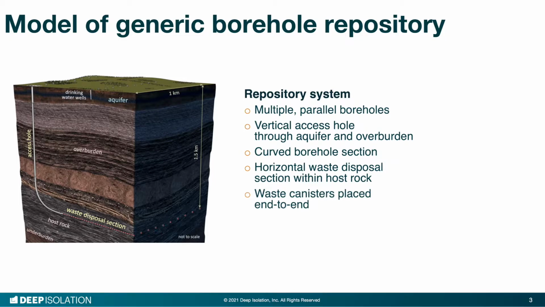Waste canisters are then placed end to end within the horizontal disposal section. Each canister holds a single spent nuclear fuel assembly. The repository is then closed by backfilling the curved and vertical access section of the borehole. The main topic of this webinar is the safety function of this backfill. The question of how much we need to rely on proper sealing, should we need to make sure that no water, potentially with radionuclides dissolved in it, flows along the borehole.